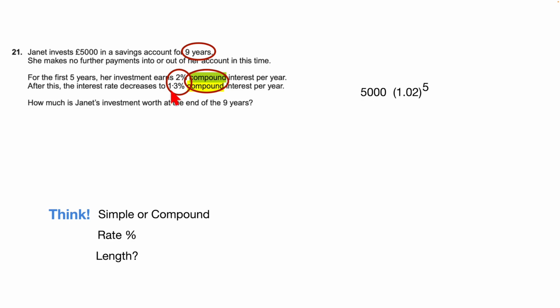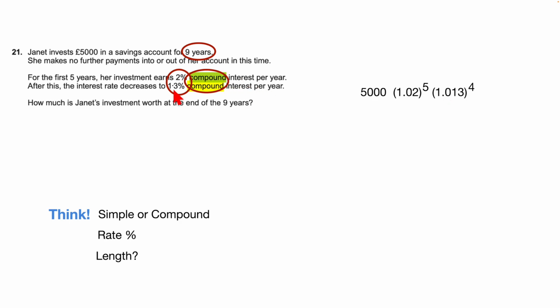It's 9 years. So 5,000 times 1.02 to the 5. That's how much money I'll make after 5 years. 1.02, that is the rate of interest. And I've got it for 5 years, so I've got the 5. But I've also got it now at 1.3% for the remainder of the 9 years. 9 minus 5 is 4, so I multiply that by 1.013 to the 4.